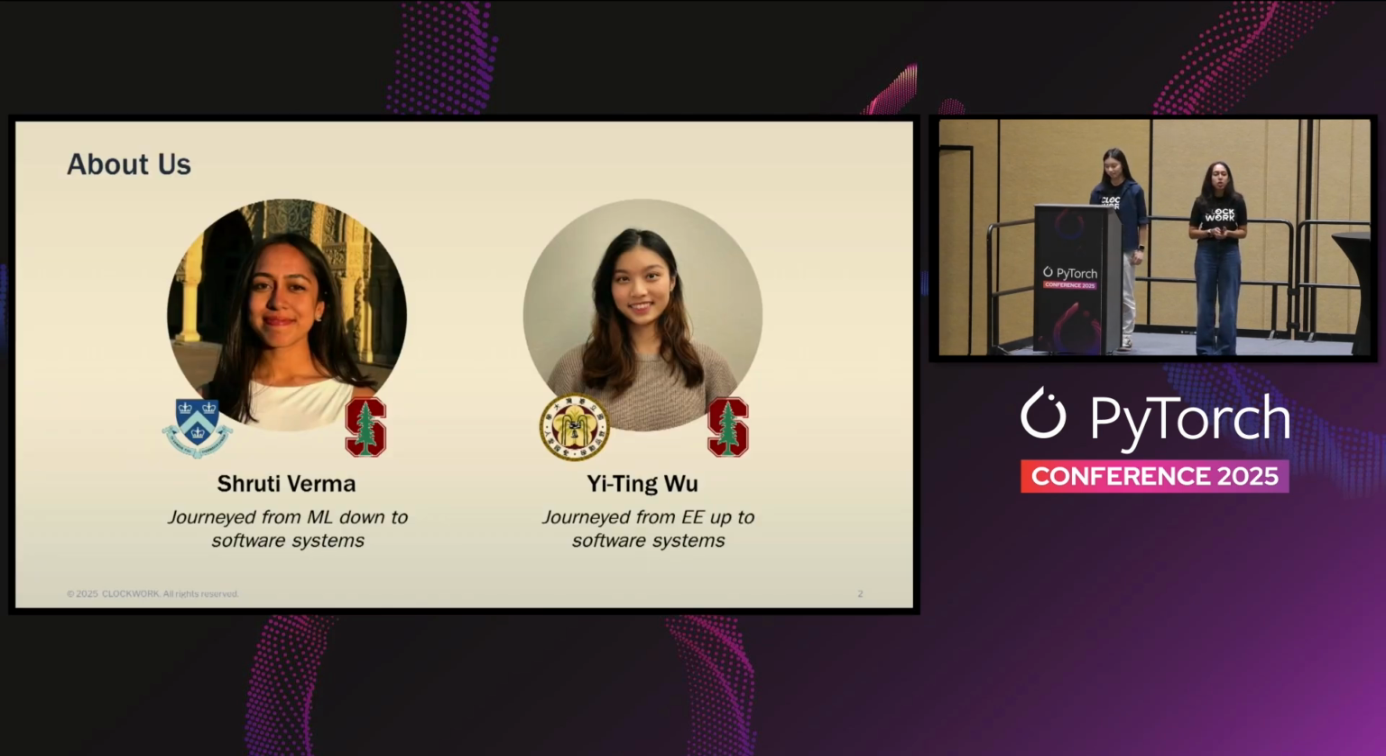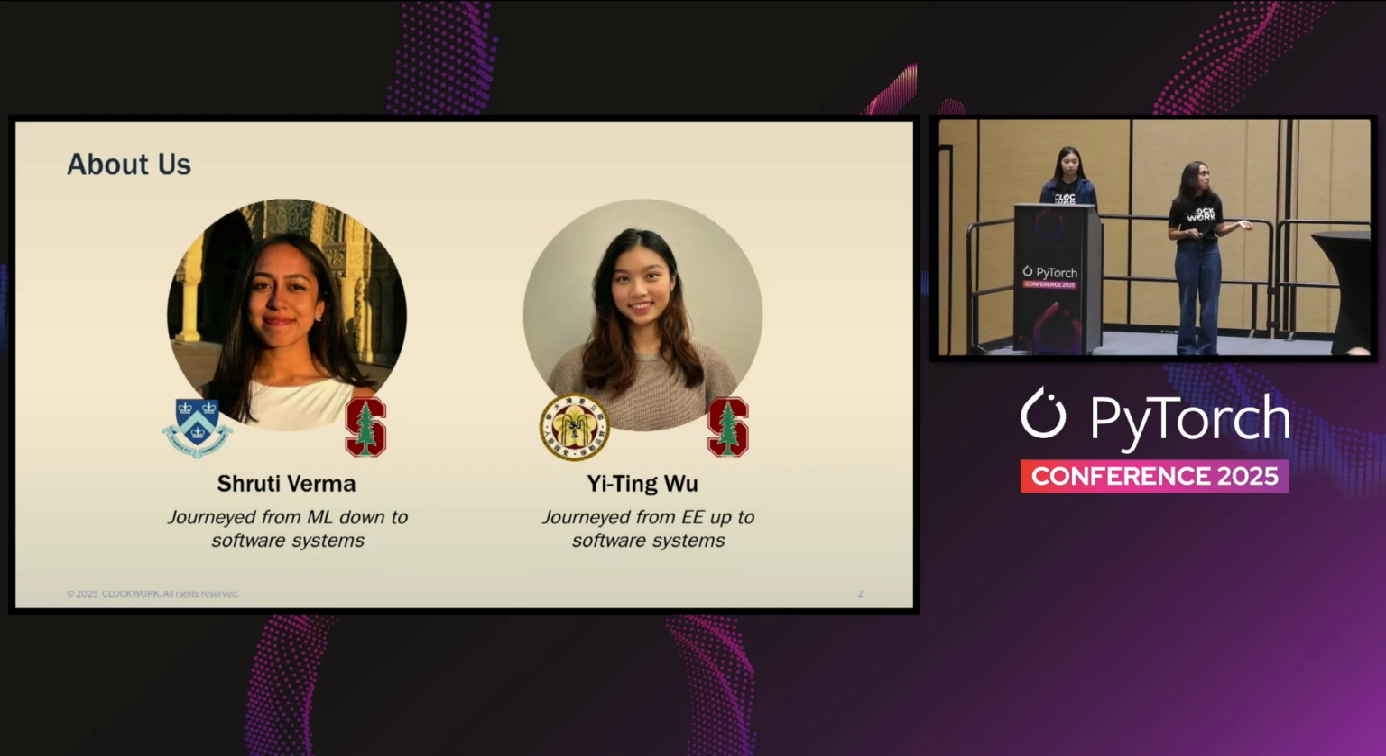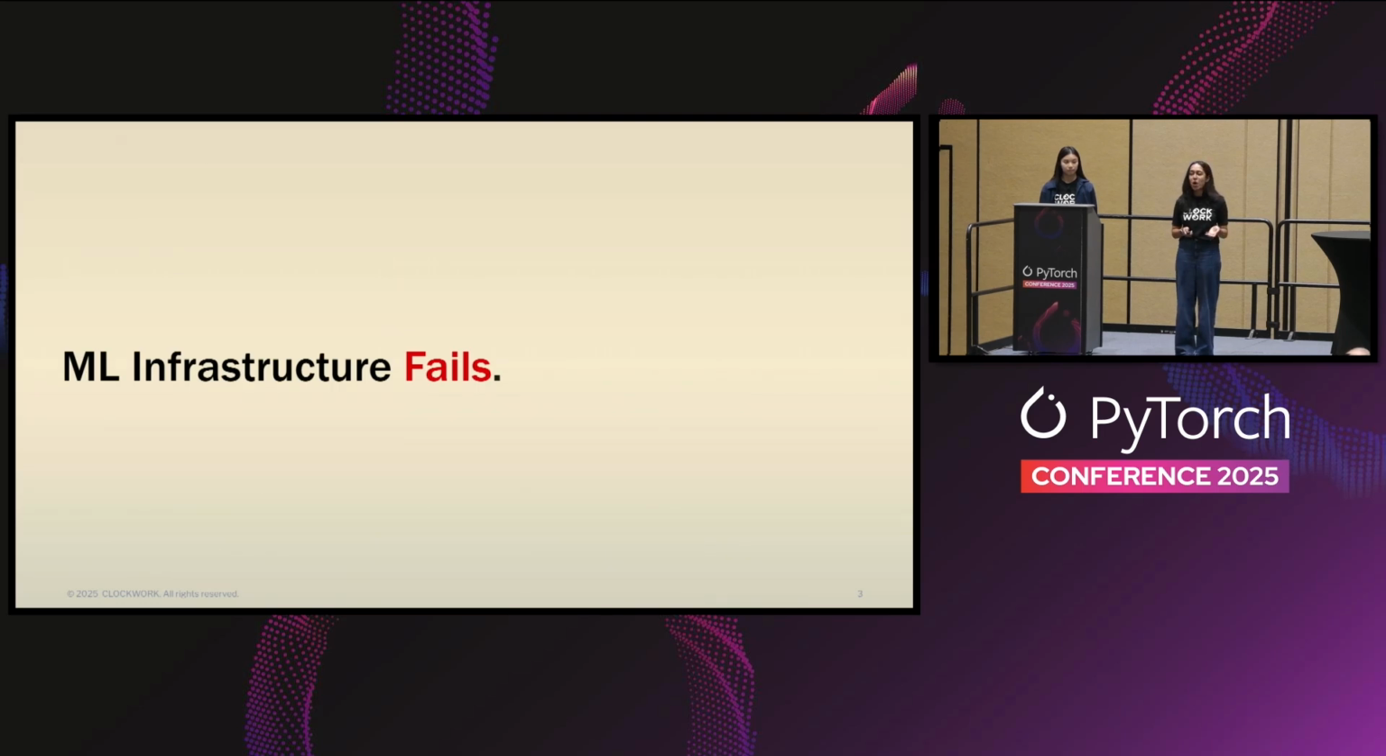And we're here from clockwork.io, where we were motivated to pursue this project because of a reality that I'm sure all of us in this room are all too familiar with. And that reality is that ML infrastructure fails. Not only that, but it fails often and it fails loudly.